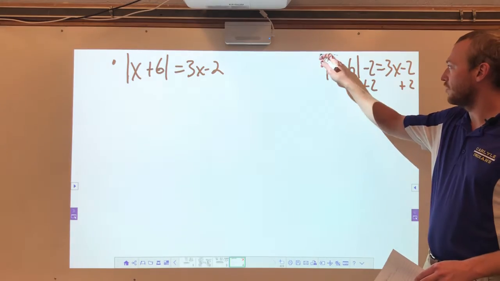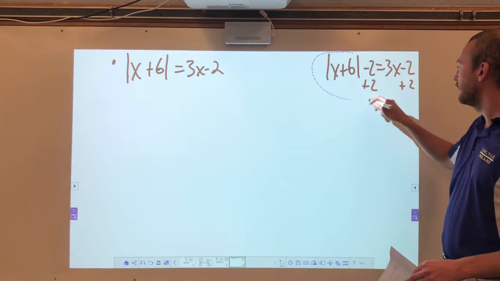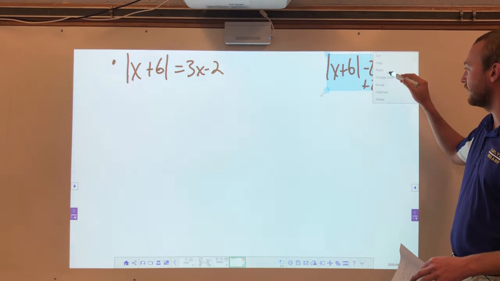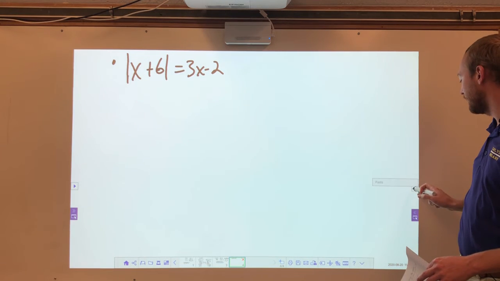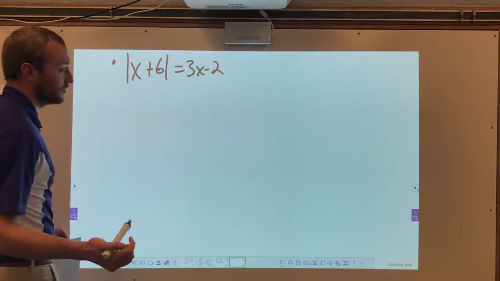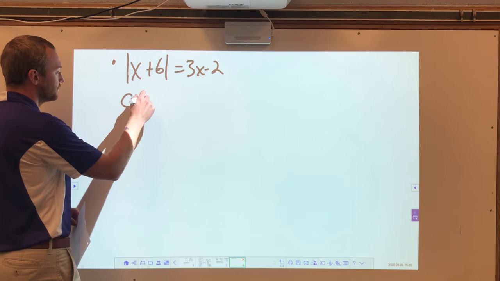So again, you want the absolute value part of the problem by itself on one side before you continue with your case 1 and case 2. Okay, that's what we're going to do. We're going to start with our case 1.